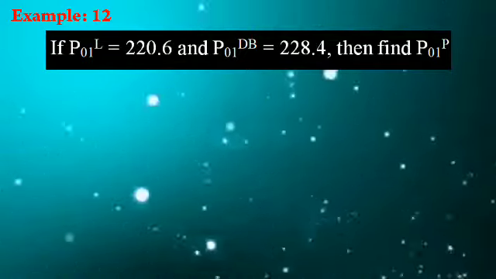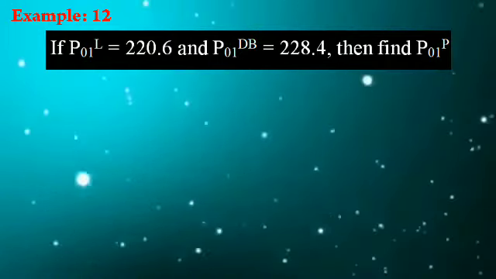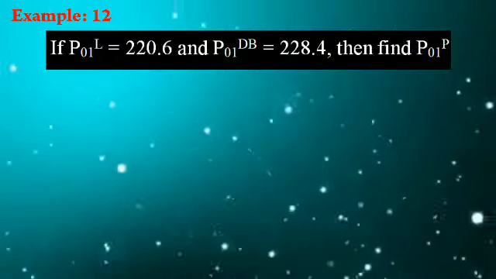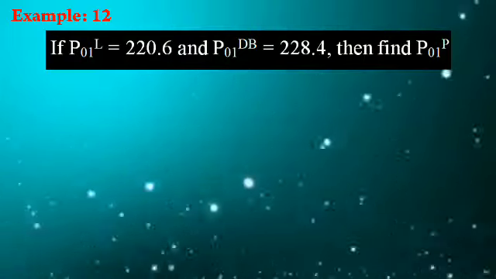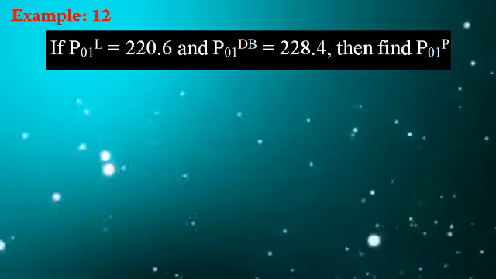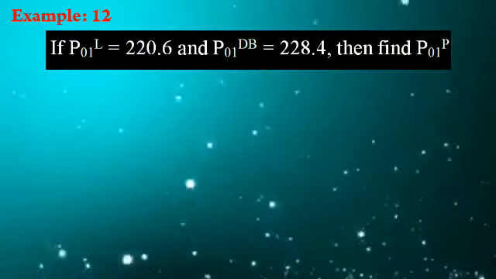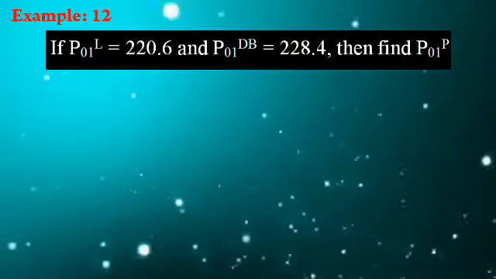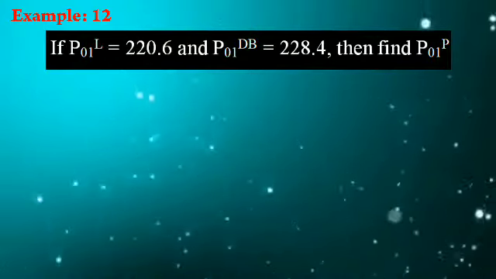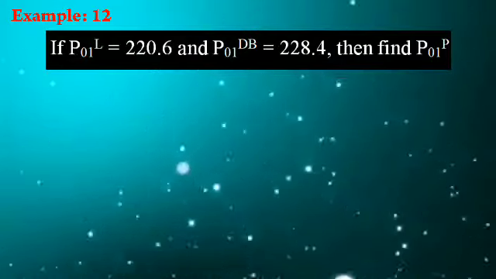Example number 12. If P01 of L equal to 220.6 and P01 of dB equal to 228.4, then find P01 of P. Here in this question, last year's price index is given along with Dorbish-Bowley's price index number, and your question is to find the Paasche price index number. So based on which formula can you compute the third unknown value? Two values are known and you should find the third unknown value, right? Dorbish-Bowley's consists of both Laspeyres and Paasche, because it is the arithmetic mean of Laspeyres and Paasche price index numbers. So here Dorbish-Bowley's index number is given and Laspeyres is given, and you should find the unknown value, which is the Paasche price index number.